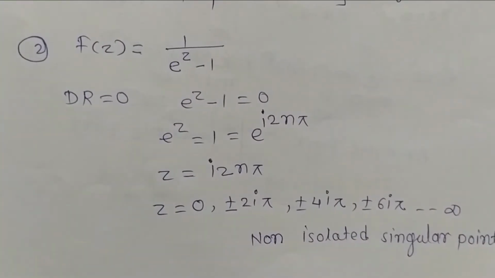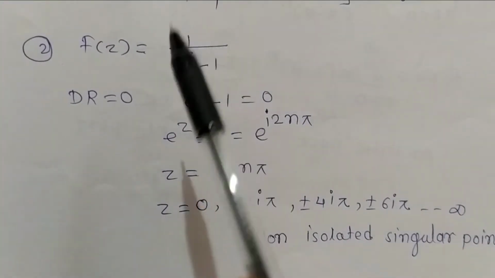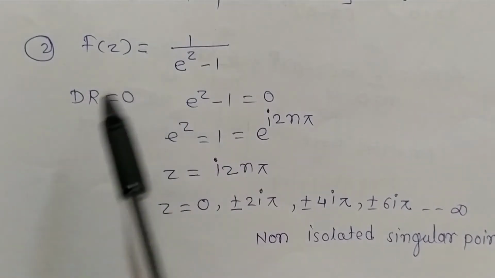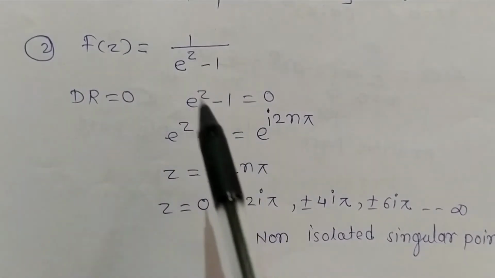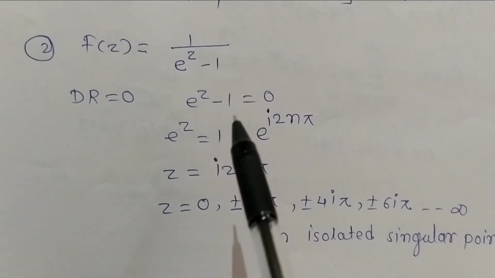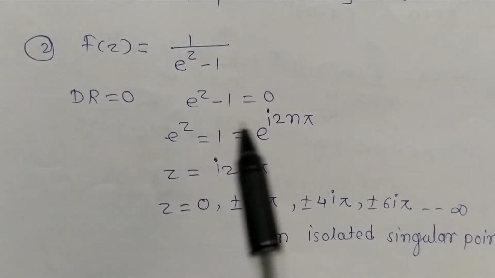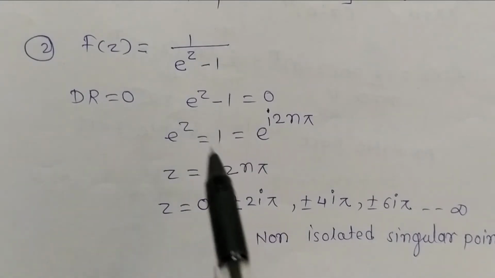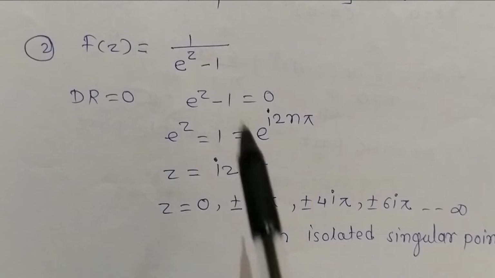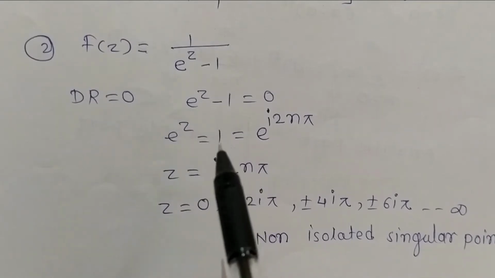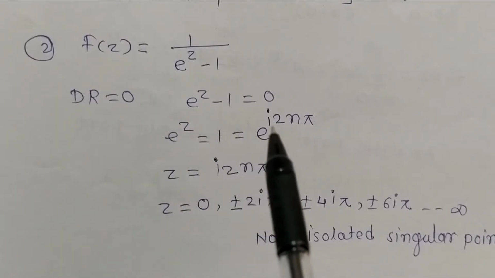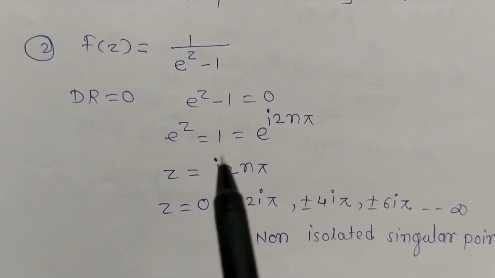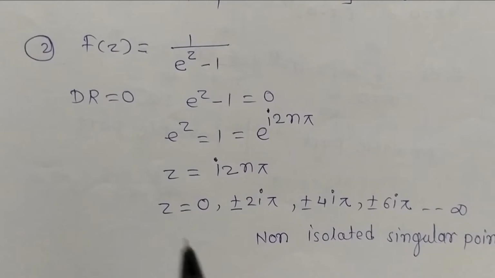The next example is f of z is equal to 1 upon e raised to z minus 1. The singular point is when the denominator is equal to 0, that is, when e raised to z minus 1 is equal to 0. So when e raised to z is equal to 1, that happens when z is 2 i pi times an integer, and only then is e raised to z equal to 1.